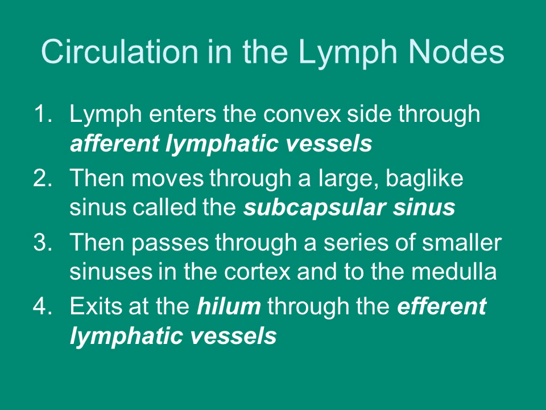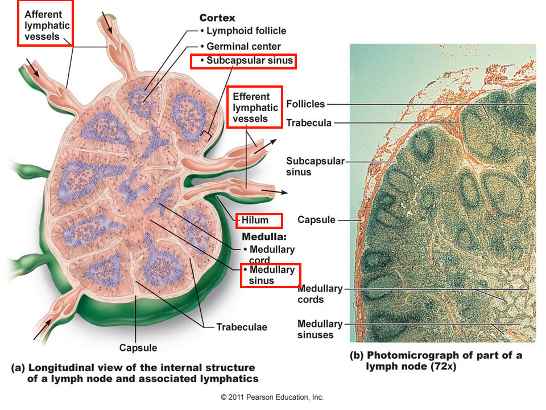lymphatic cells. So the lymph enters in through the afferent. It's going to move through those open areas, which are the subcapsular sinus areas, and then pass from the cortex to the medulla and finally exit through the efferent lymphatic vessels. Once again, as you can see here.